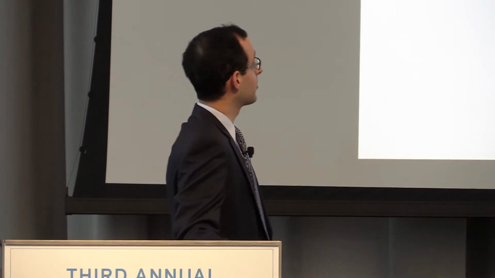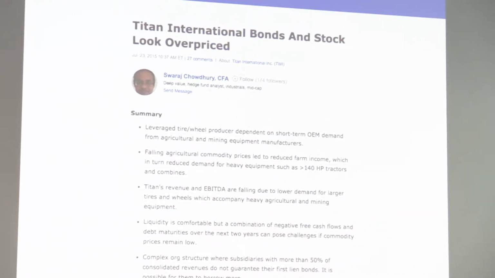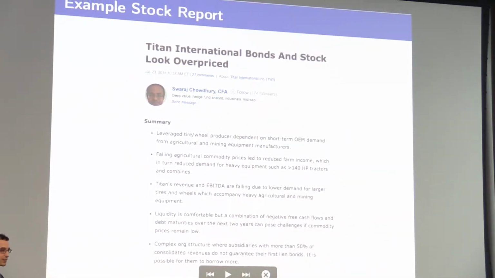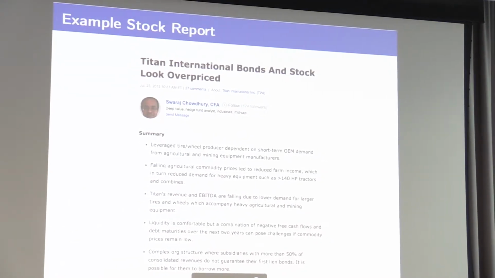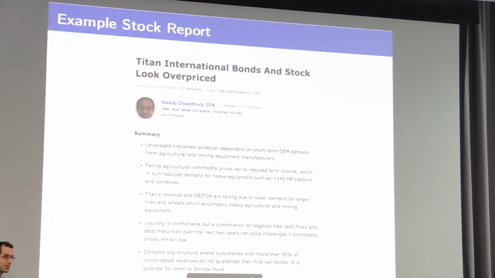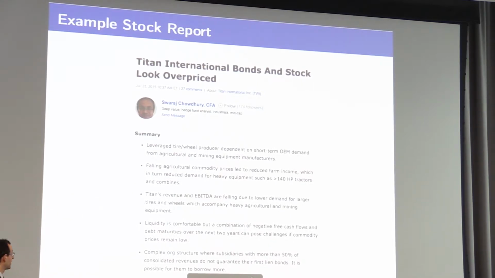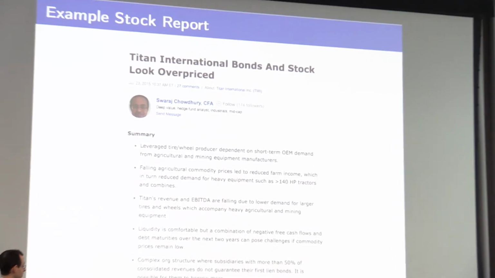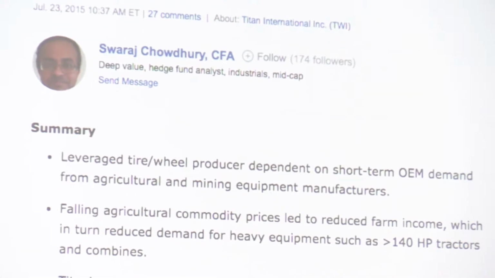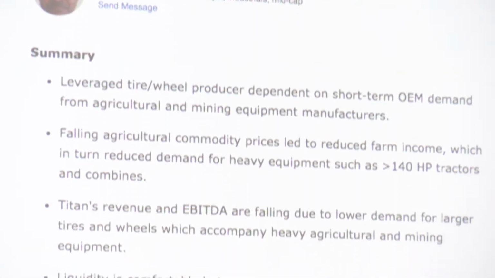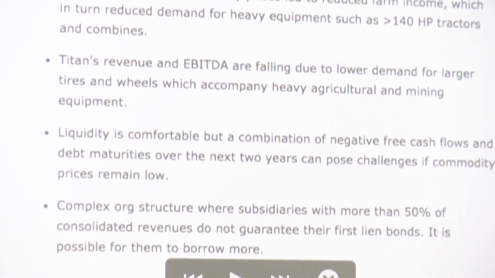Going back to this, here is what an article looks like. You have a title, Titan International, they make farm tires. This is author Swaraj, he has a CFA, and that's verified, so I have some sense of how sophisticated the author was. You can see from the summary bullets, which precede the article, that this is a pretty technical article. He's talking about multiples and revenues, much like an analyst report you might see from a big bank. But this is for a very small cap company. That's the value proposition of Seeking Alpha, they'll cover small cap stocks.